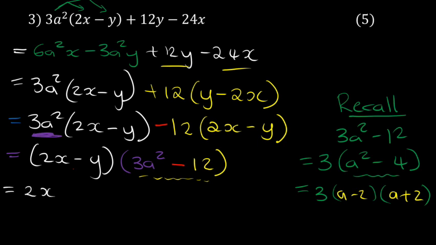So I have 2x minus y. And maybe let me just do this. Let me just say times, because you know the dots, 3, a minus 2, and then a plus 2.